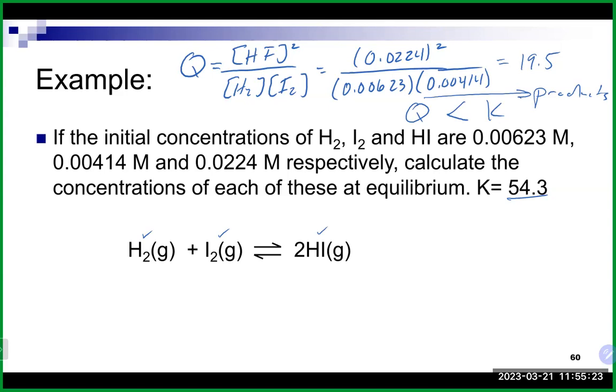So you should calculate it here because you have everything. If you blew by that and did not do it, you're actually okay. You got lucky here in this case. All right, so we do want to do an ICE table here. I'm going to flip the page and rewrite the equation. So we've got H2 plus I2 going to 2HI, and our K value here is 54.3.